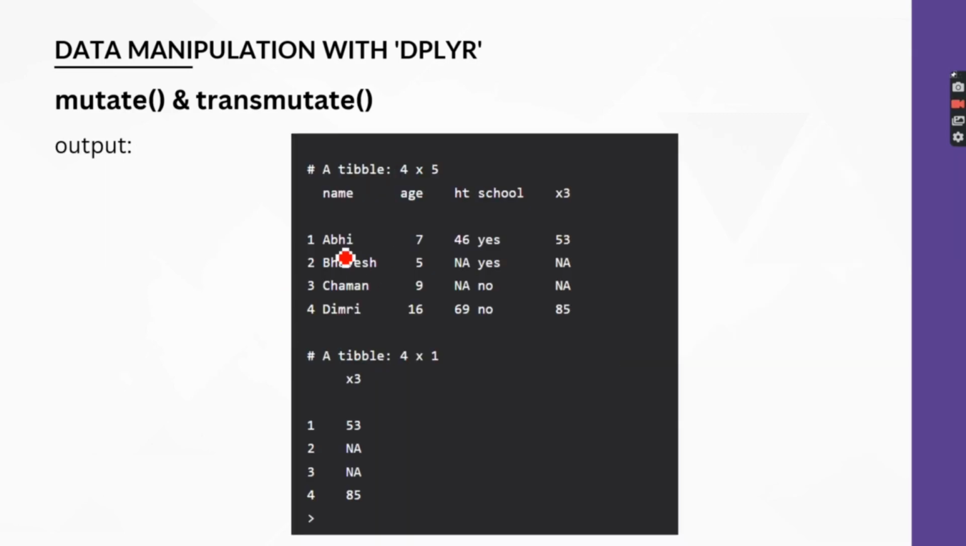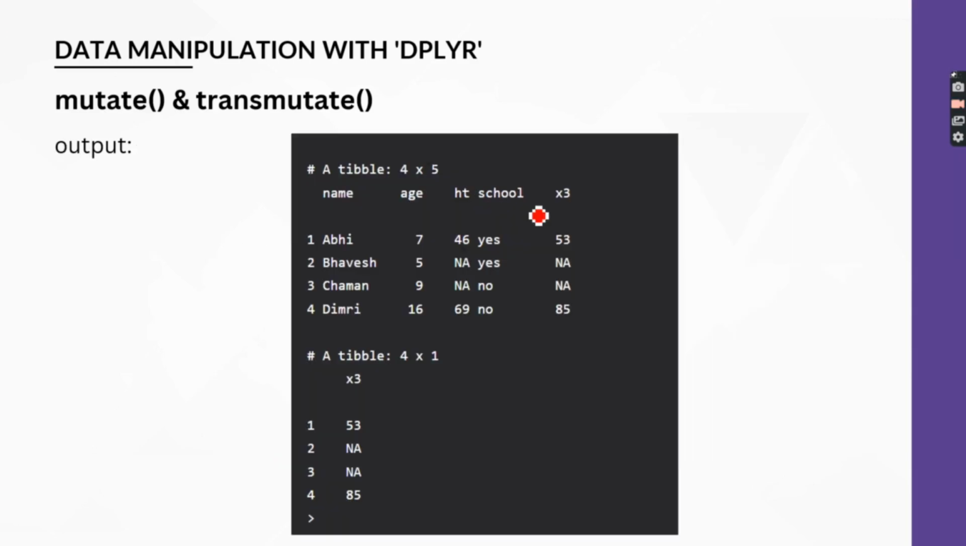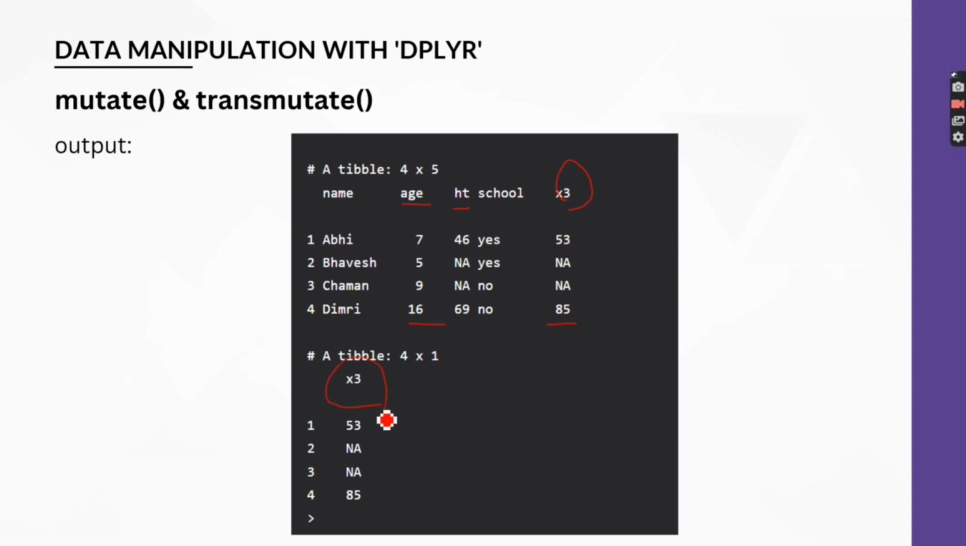Let's see the output. This is how the output is going to be. The first output was mutate, which prints it with HT and age. So we have HT and age, both of them here, and the x3 variable as well. So it is like 46 plus 7, that is 53, NA plus 5, that is NA, NA plus 9, that is NA, and 69 plus 16, that gives us 85. Here, transmutate will not print HT and age together. So we are going to get the value x3 only: 53, NA, NA, 85.